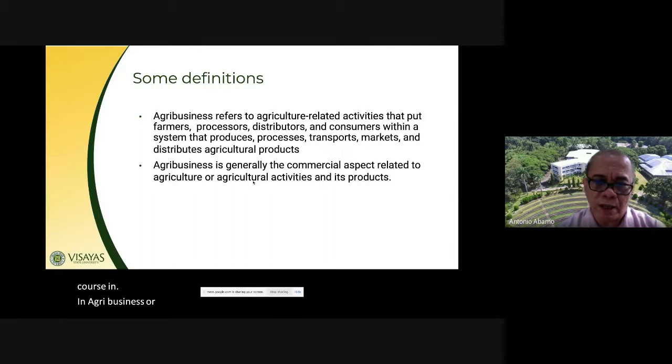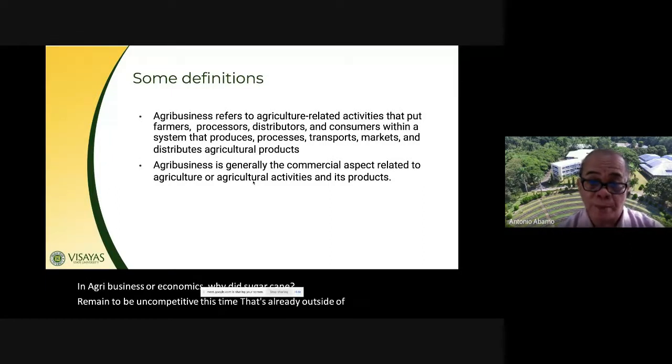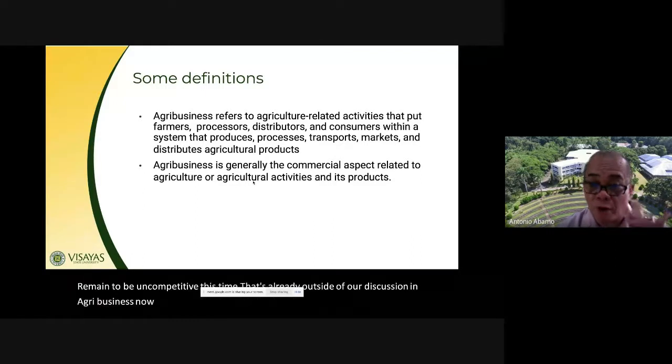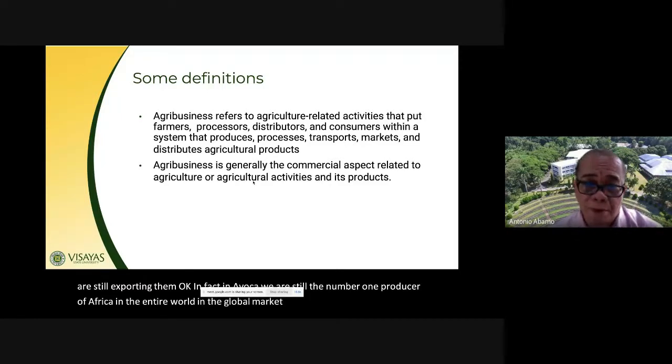Why sugarcane remains uncompetitive this time is already outside of our discussion in agribusiness now. But these four major products, we are still producing them and we are still exporting them. In fact, in abaca, we are still the number one producer in the entire world. In the global market, we produce 85% of the abaca traded.